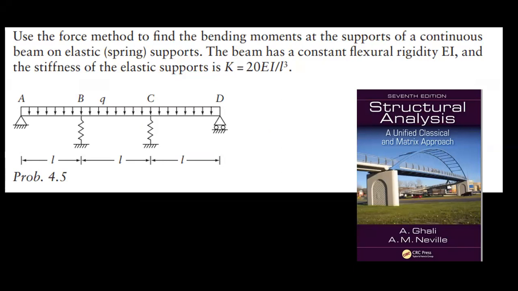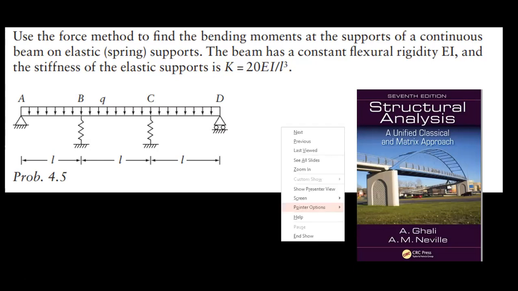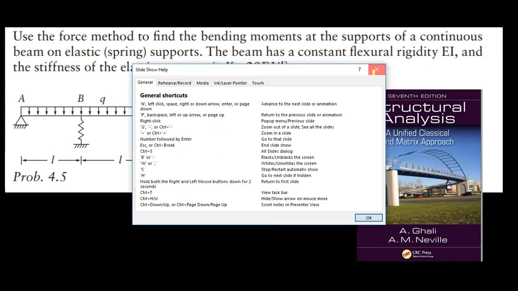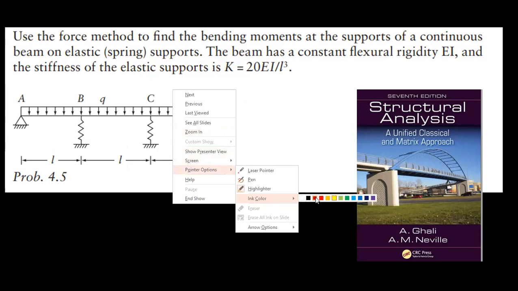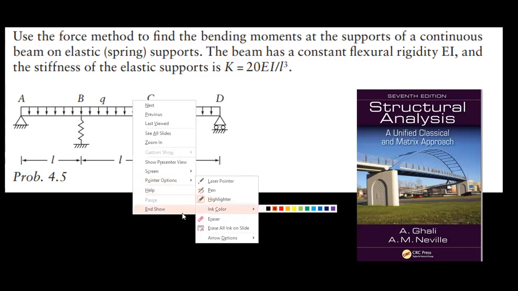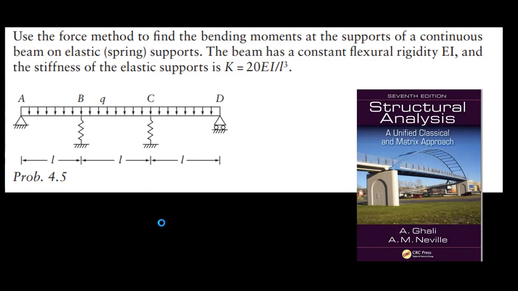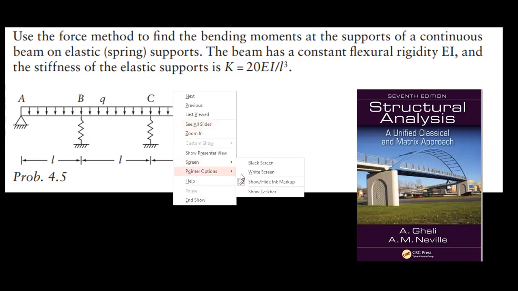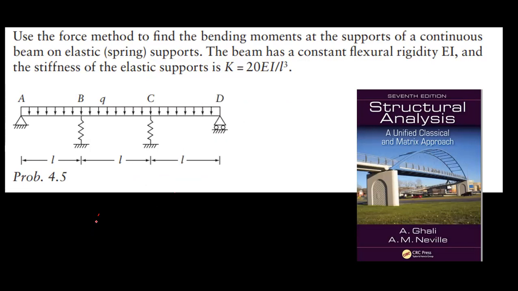Use the force method to find the bending moments at the supports of a continuous beam on elastic spring supports, right? The beam has a constant flexural rigidity EI, and the stiffness of the elastic supports K is 20 EI over L squared, right? What is this K actually?